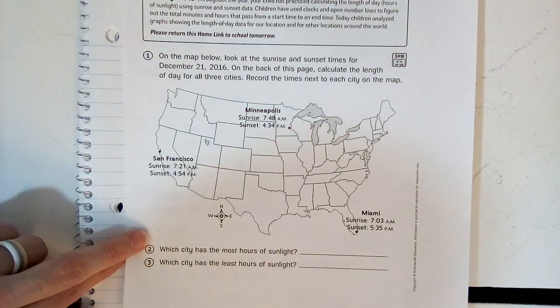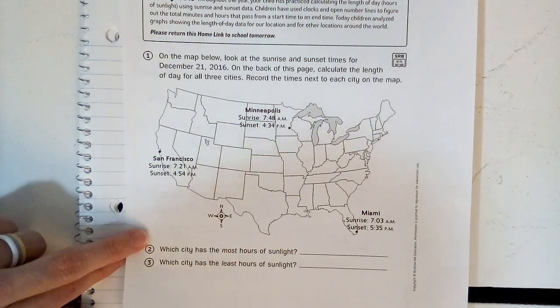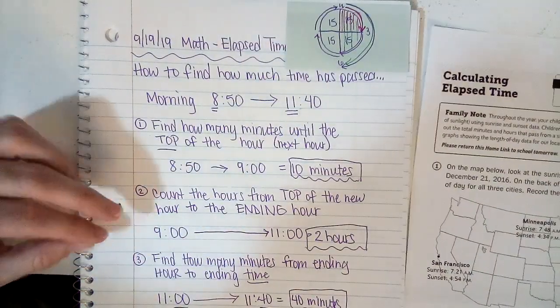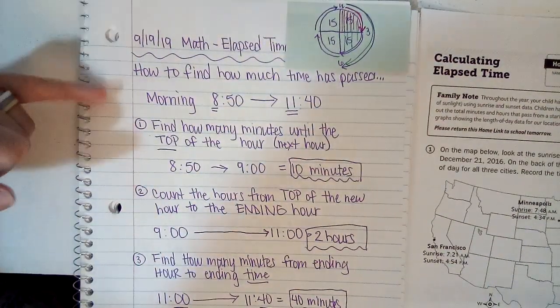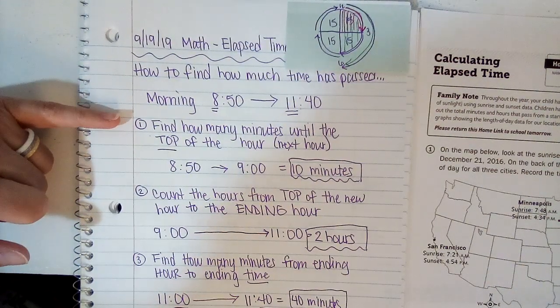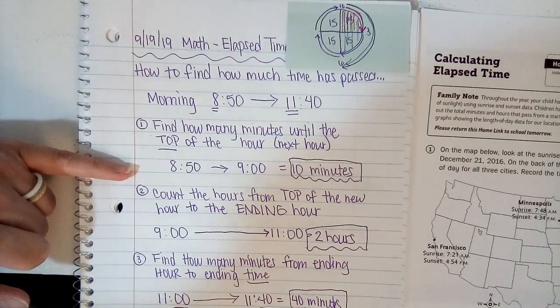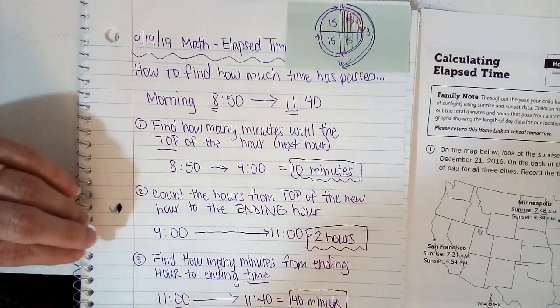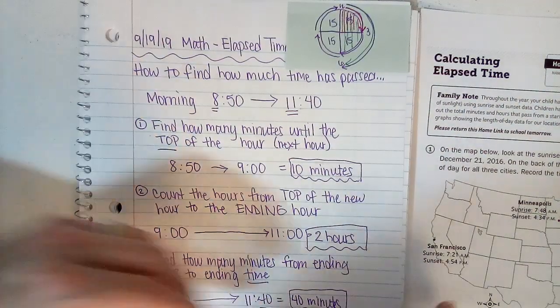So we're going to calculate it on the back. We're going to write what we know. But first, let's review how to do it. We've done it a couple of different ways. This way is one of my favorites, where we work through the time we start to the next hour, and then we calculate the hours and then add on the minutes. I know that sounds crazy.